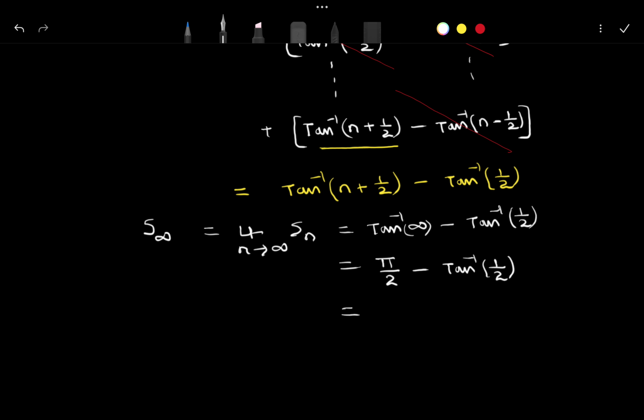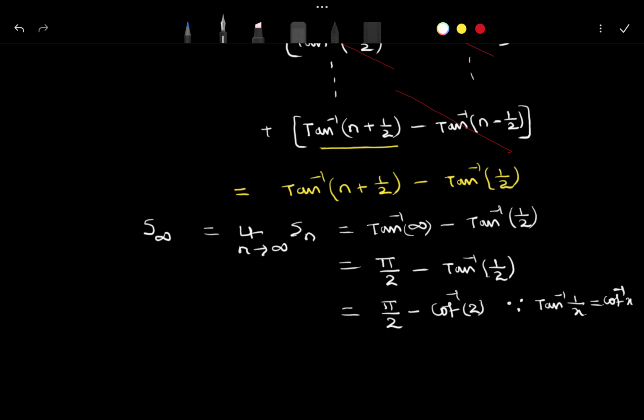Now pi by 2 minus tan inverse 1/2, we can write as cot inverse of 2. How can you write this? Since we know the formula, tan inverse of 1/x equals cot inverse of x. By using this formula, you can write this. But in the given question, the options are not directly in this form. So these are the given options.